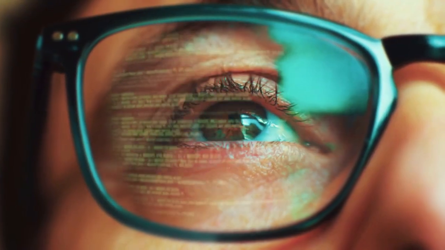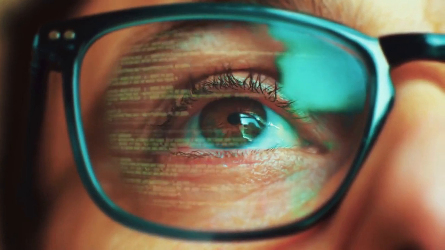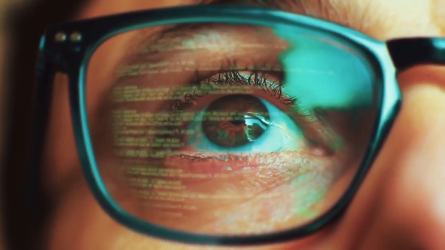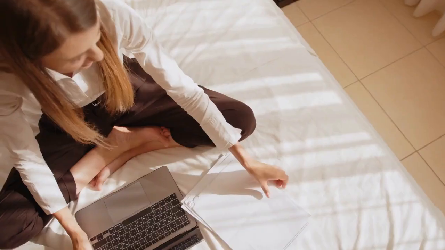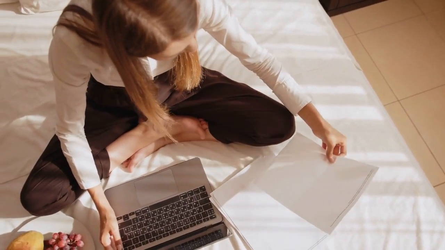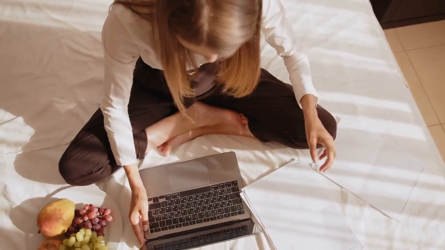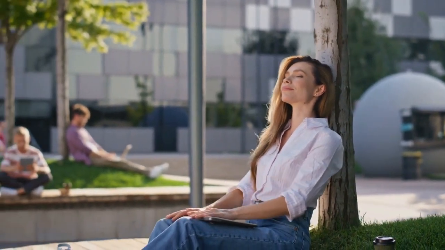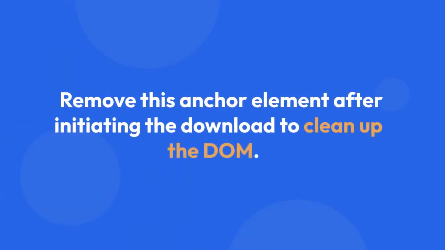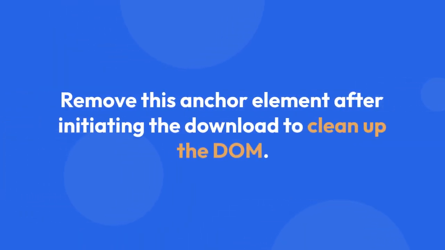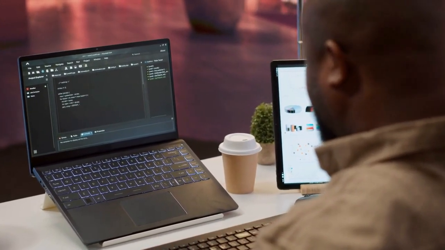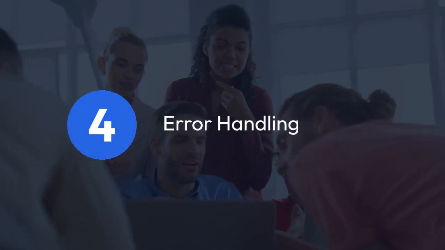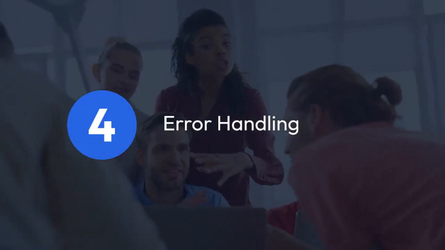3. Triggering the download. Now we need to create a hidden anchor element, a, dynamically using jQuery. We set the href attribute of this anchor element to the temporary URL we just created. We also set the download attribute to the desired file name, so the user can specify a name other than the original. Then, we use jQuery to trigger a click on this hidden anchor element, initiating the download process. Remember to remove this anchor element after initiating the download to clean up the DOM. This can be done inside a complete function or using the deferred.always function.